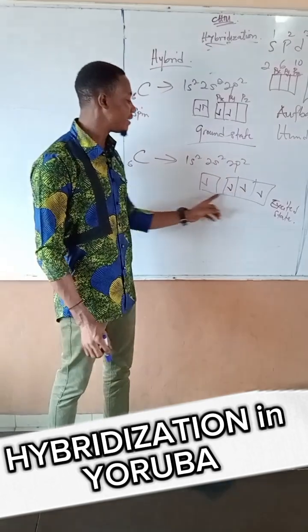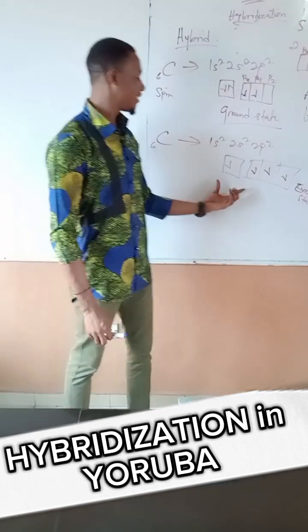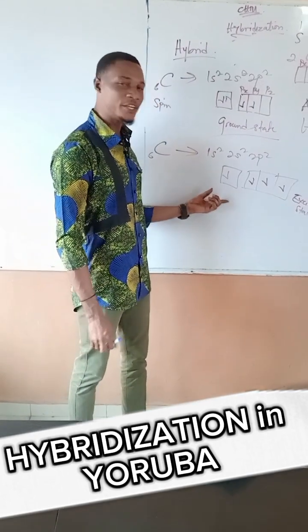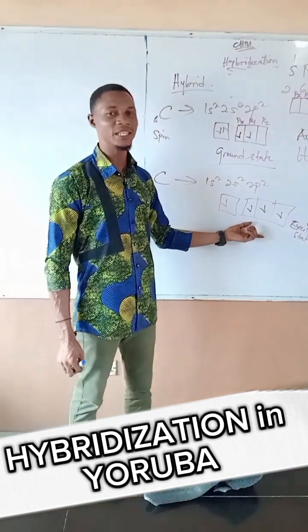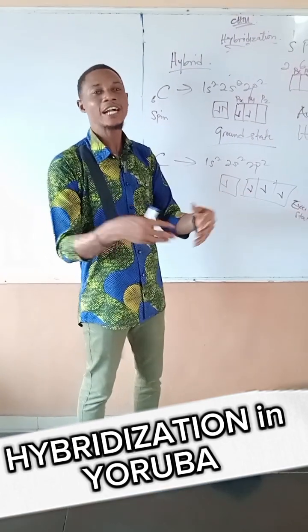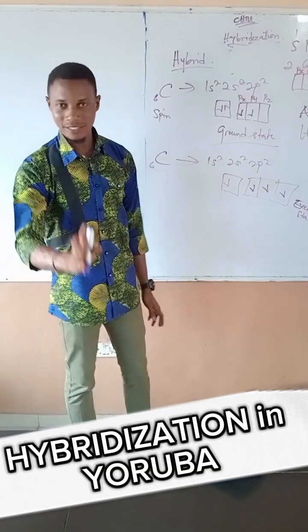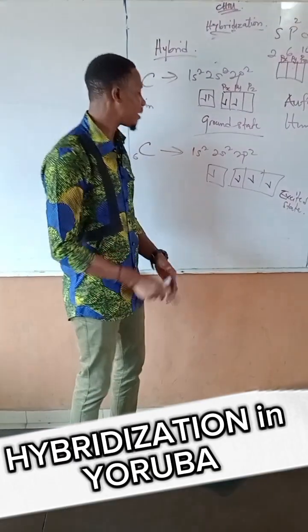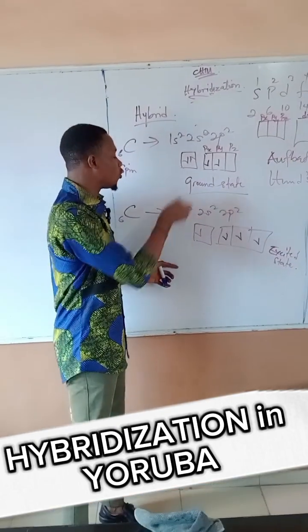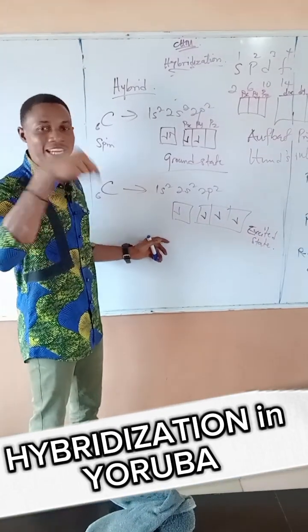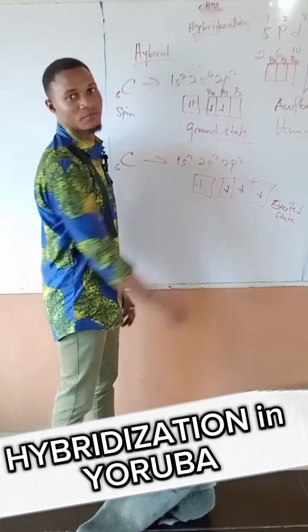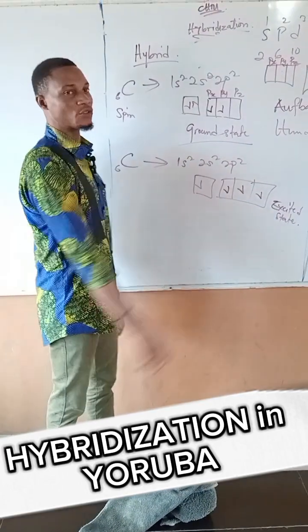Now, what do we mean by the excited state of the carbon atom? This is the period at which the susceptibility of the carbon atom can actually be assessed. At this time any other element can bond with the carbon atom.